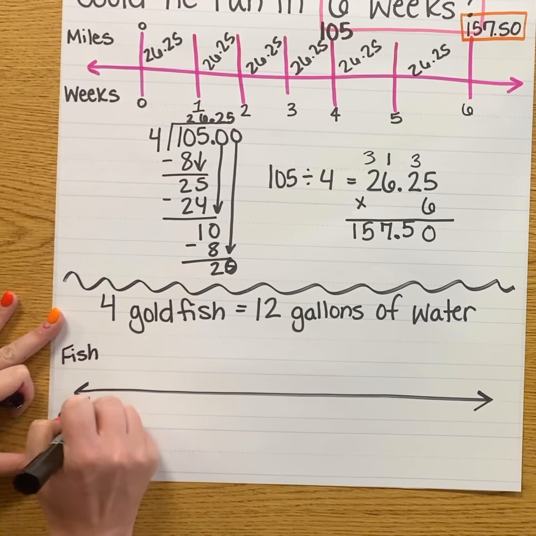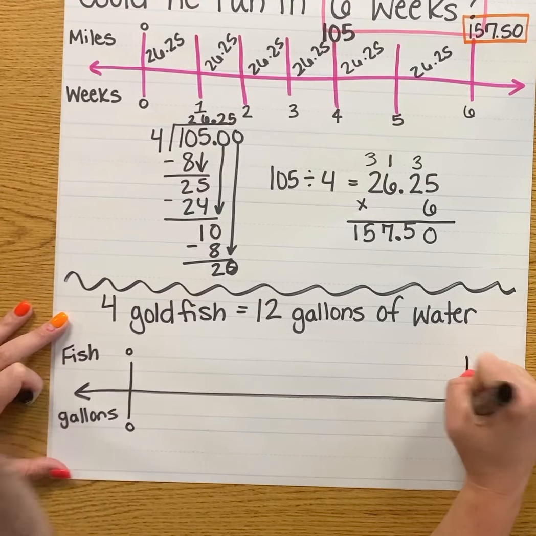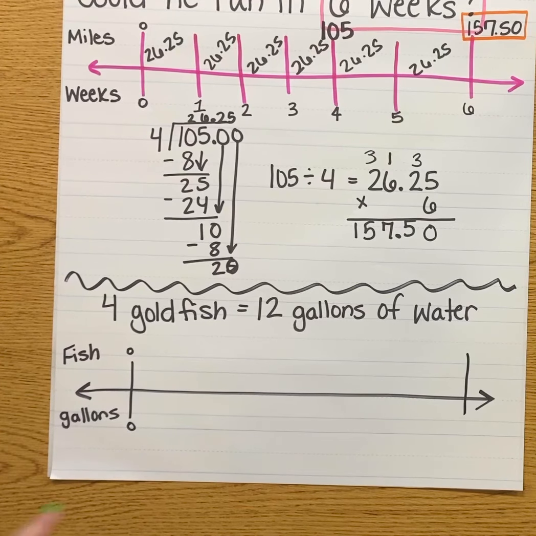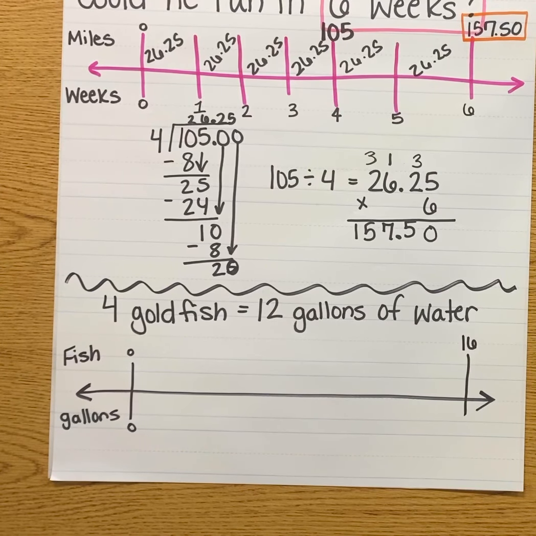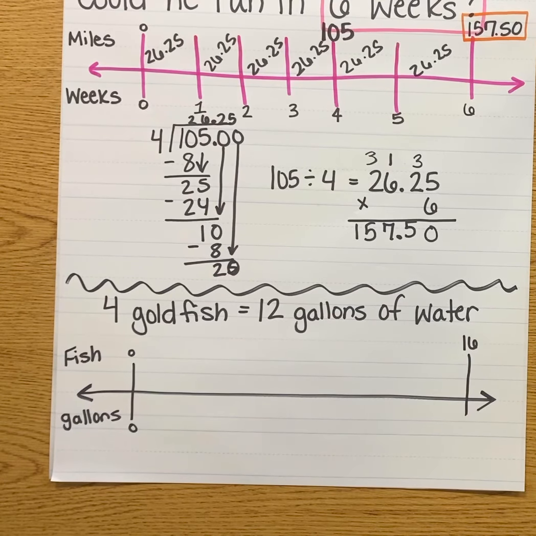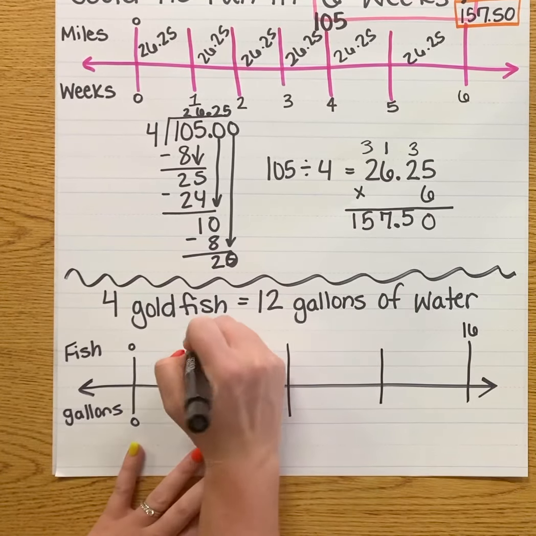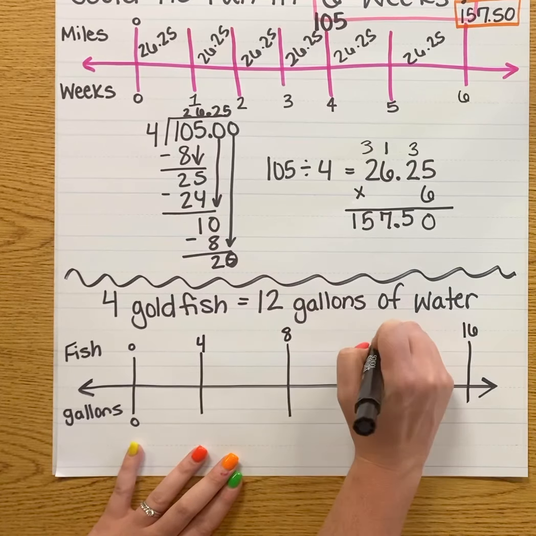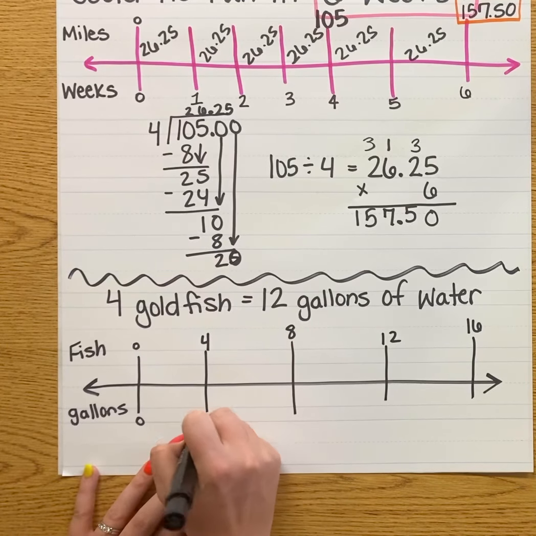Okay? So I have my fish. I have my gallons. Well, obviously, if I have neither, I have 0. And then I need to go, if I want 16 goldfish, figure out how much water I need. So I know with 4 goldfish, I need 12 gallons of water. So let's try, I know 4 goes into 16 4 times. Let's just divide this up by 4. So 4 goldfish, 8, 12, 16. So I know at 4 goldfish, I need 12 gallons of water.